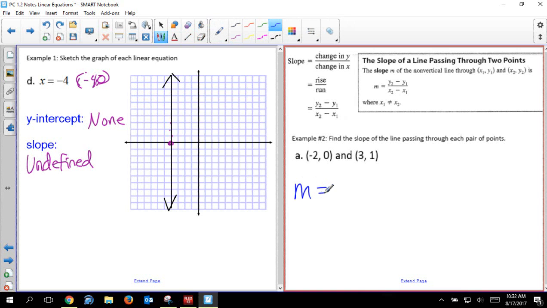M equals, we're going to do y2 minus y1, so 1 minus 0, over x2 minus x1, 3 minus -2. Remember, when you are subtracting a negative, they end up becoming positive. Just be careful about that. Take your time so you don't make a silly mistake. Should get the slope of 1/5.